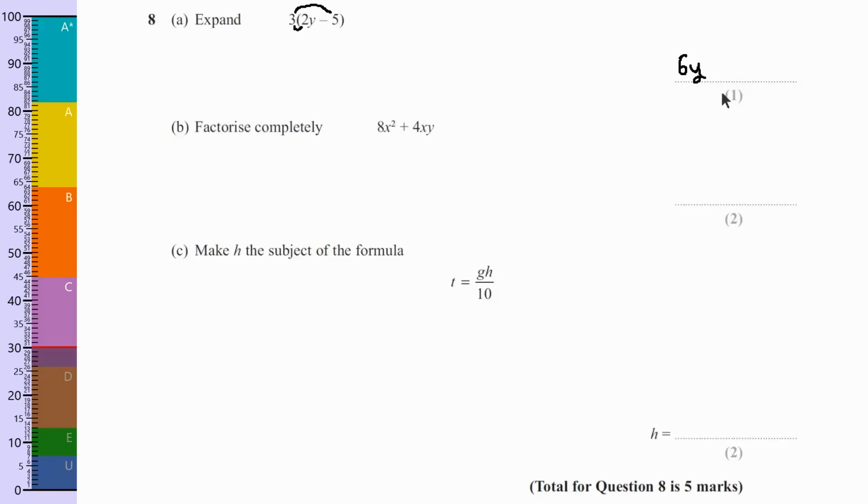Now to do that, first of all, you think, well, 3 is positive, and that minus 5 is obviously negative. If you've got a positive times a negative, your answer will be negative. So the first thing to do is the negative sign there. And then 3 times 5, which is 15. And that's 1 mark. Now when it says factorise, it just means put into brackets.